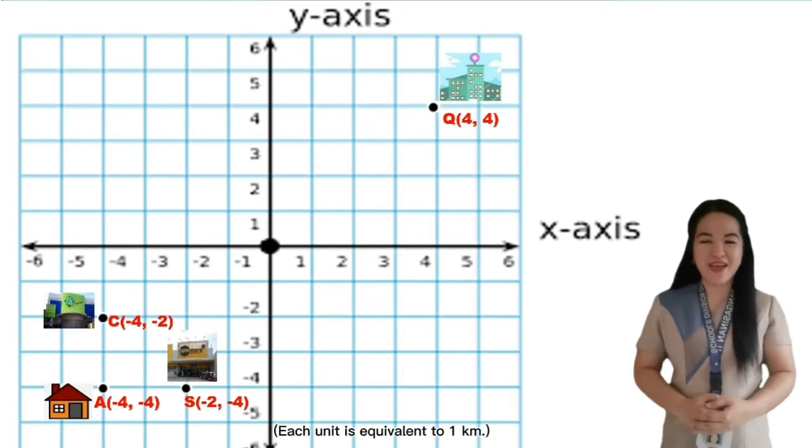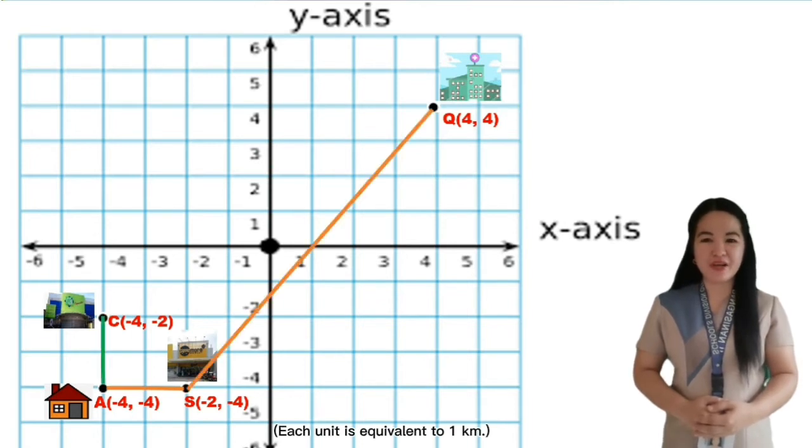So let us help Angelo find the distance between their house and Save More, and the distance between Save More and the quarantine facility. And also, let us find the distance between their house and CSI, and the distance between CSI and the quarantine facility.